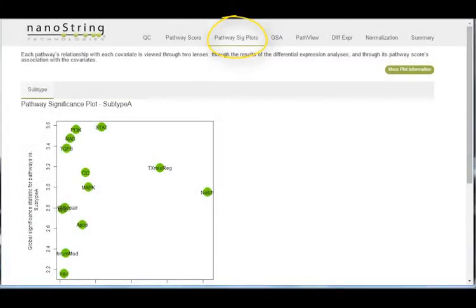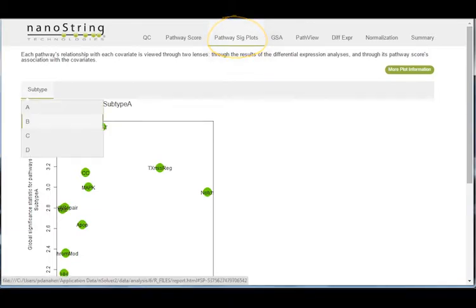Now let's look at the highest level analysis, pathway significance plots. These plots combine the results of pathway scoring analyses with pathway significance statistics calculated from the differential expression analysis. A plot is shown for each predictor variable in the differential expression analysis. Subtypes A, B, C, and D here.